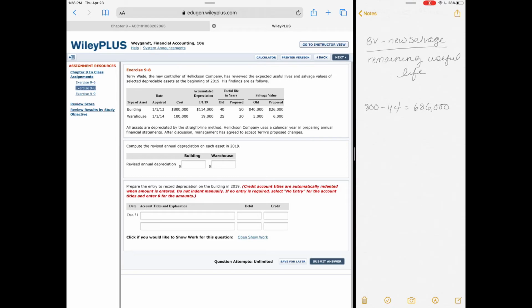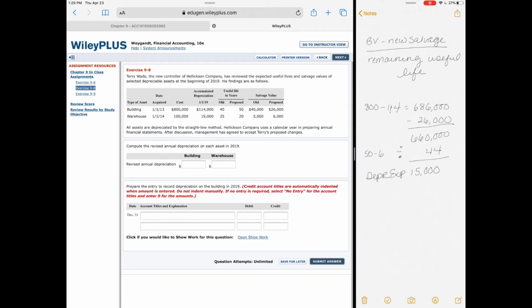I'm going to look at what my new salvage value would be, which is $26,000, to give me a total of $660,000. Now I'm going to divide this by my remaining useful life. It's proposed to now be used for 50 years, but I've already used it for 6, so that means I have 44 years left. So I would take my new years minus what I've already used it for. I divide that, and my new depreciation is going to be $15,000.